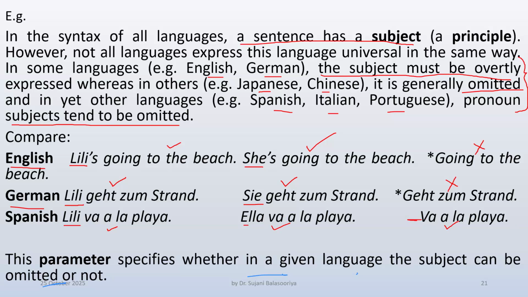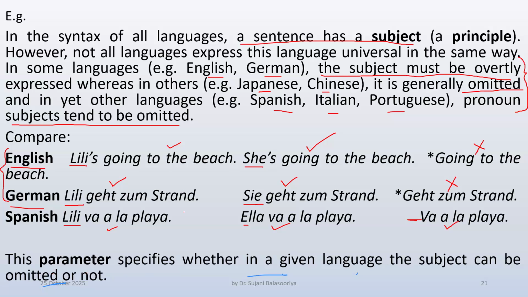But still, that sentence is correct. Here you can find a clear contrast between these first two languages and Spanish. Contrast between English, German and Spanish. Okay, so English and German, they have somewhat similar parameters that are not similar to the parameters of Spanish. Because in Spanish, with subject as well as without subject, they have accepted sentences. But in English and German, without the subject, sentences are not accepted. Okay, right. So that's the idea.